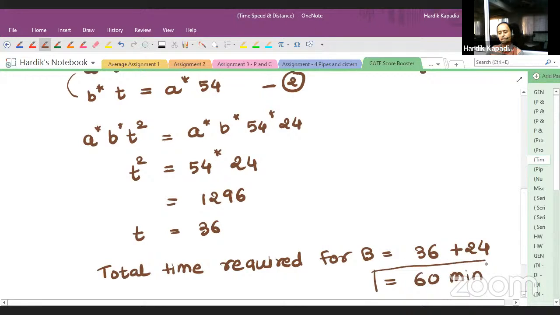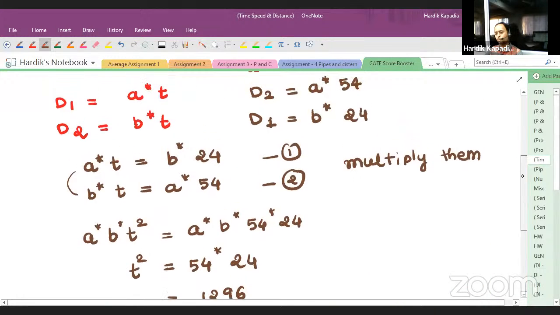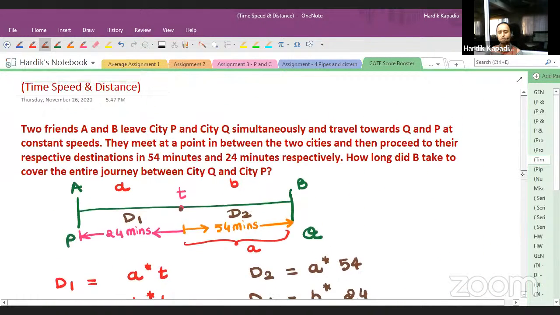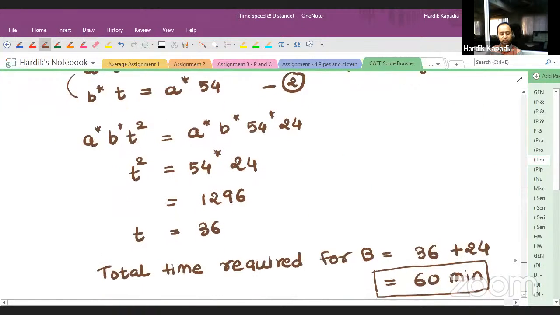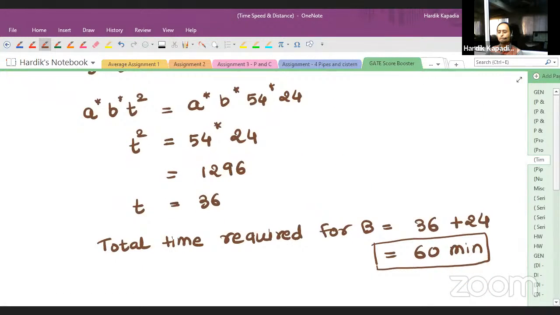This is your answer. This is a pretty simple question. Just analyzing the question is somewhat tedious, otherwise the calculation is pretty simple. So this is your answer, 60 minutes. But in GATE, you are not supposed to write the unit. You'll only write the numbers, as you'll only have a calculator and can enter only numerical values.